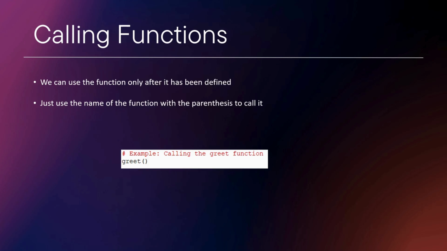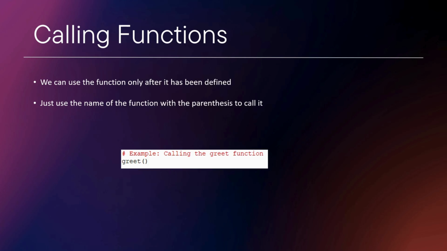So we use the function only after it has been defined. Now that makes logical sense. If something is not defined, how can I use it? So we can only use the function after it has already been defined in Python. So how do I use this? I just use the name of the function with the parentheses to call it.